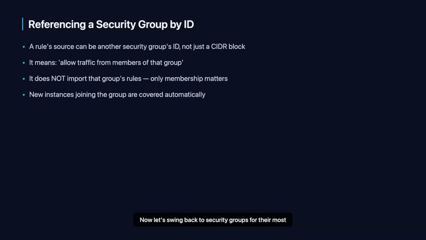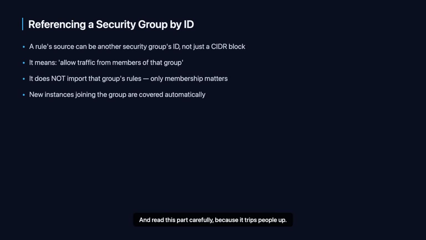Now let's swing back to security groups for their most powerful trick, which NACLs can't touch. In a security group rule, the source doesn't have to be an IP range. It can be the ID of another security group. When you do that, the rule means allow traffic from any member of that group.